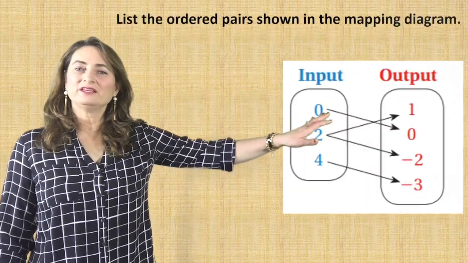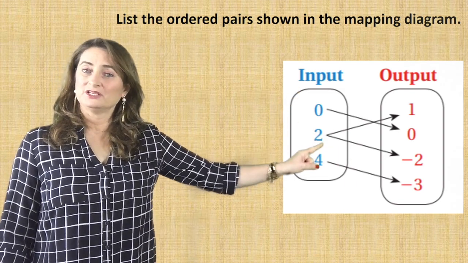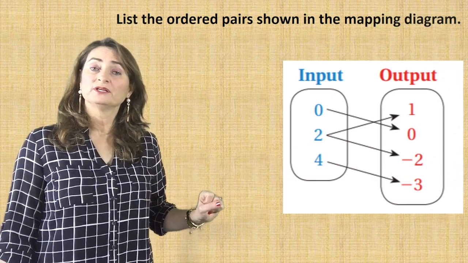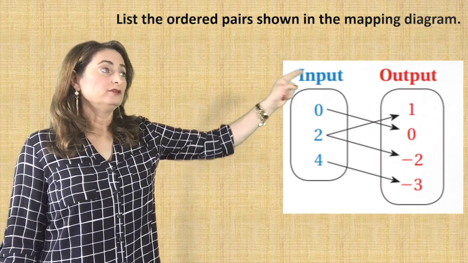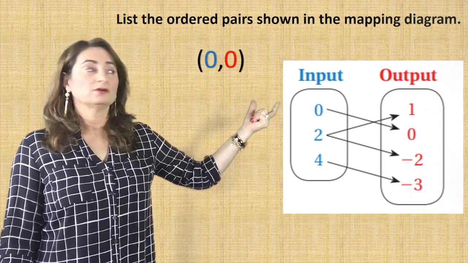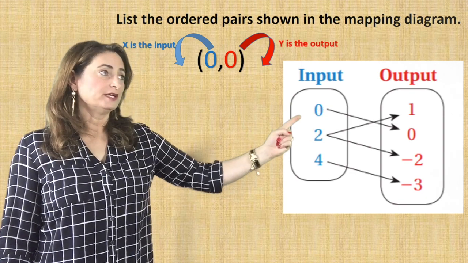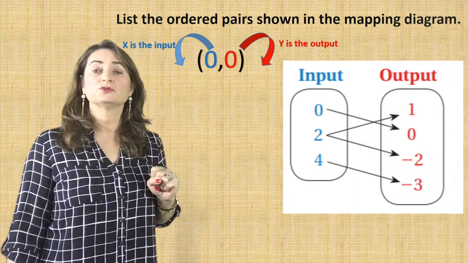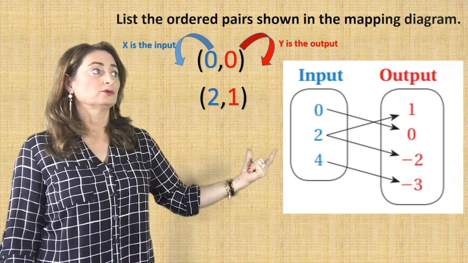Let's practice writing the ordered pair from this mapping diagram. Remember, X is the input and Y is the output, and the arrow shows which input is paired with which output. The first one is 0, and the arrow is pointing at the output 0. So as an ordered pair, (0, 0), where X is the input and Y is the output. Now the second one, 2, and the arrow is going to the output 1. So the ordered pair would be (2, 1).